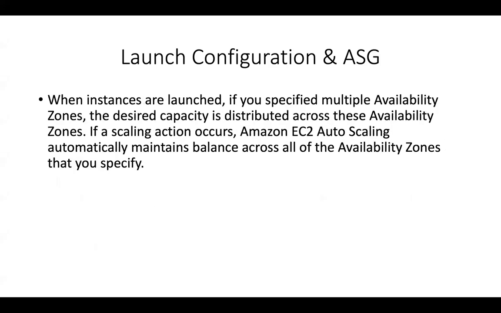Okay. So now if suppose when the instances are launched and you specify multiple availability zones, the desired capacity, if suppose it's given as 2, will by default be distributed across both of the availability zones. And even if a scaling action occurs where the auto scaling group is going to launch any new EC2 instances, by default, it's going to try to balance it across multiple availability zones.